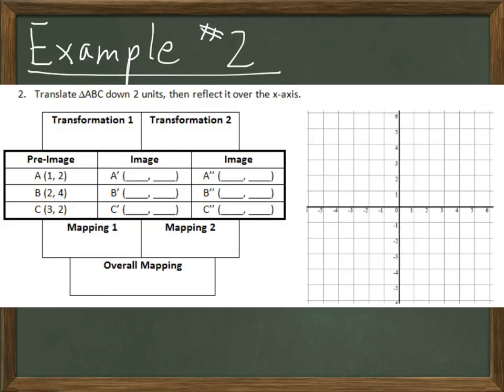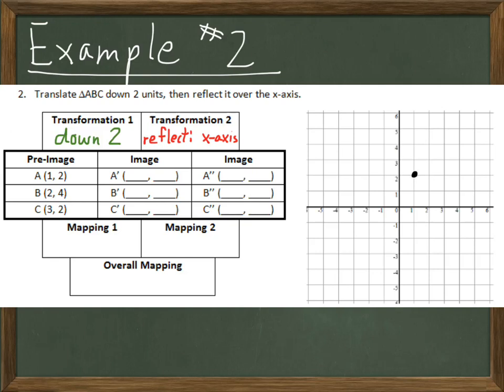In this one, we're going to translate the same triangle ABC down 2 units, then reflect it over the x-axis. This is exactly what we did in the previous one, except we're going to do the transformations in the opposite order. We're going to first translate down, then reflect it. Let's see if that makes a difference.